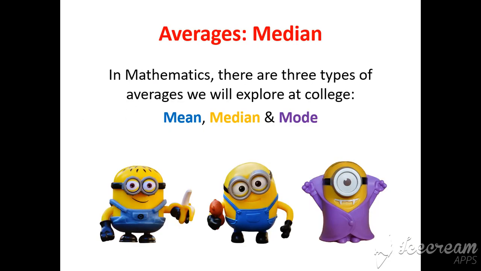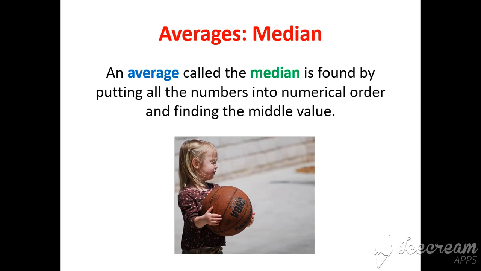Remember, in mathematics there are three types of averages: mean, median, and mode. We've talked about the mean previously, and today we're moving on to the median. An average called the median is found by putting all the numbers into numerical order first and finding the middle value.